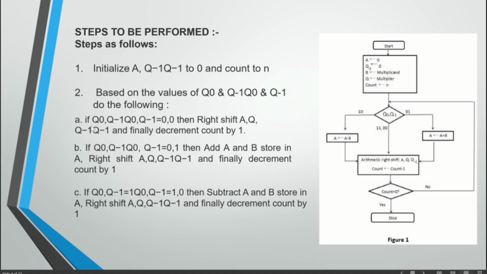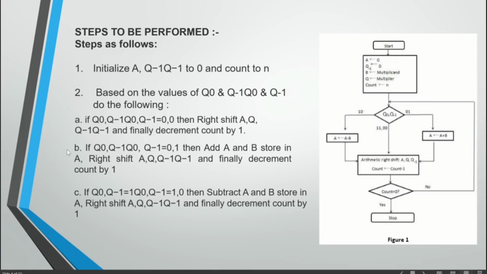What point A says: if q0 and q minus 1 are both zeros, then shift right arithmetically and finally decrement count by 1. If the values of q0 and q minus 1 are 1 1 or 0 0, we directly have to shift the binary number arithmetically, and then decrement the count by 1.